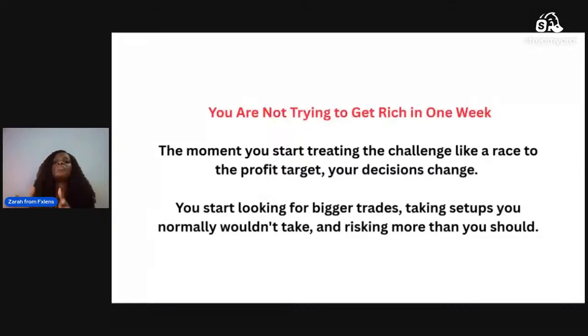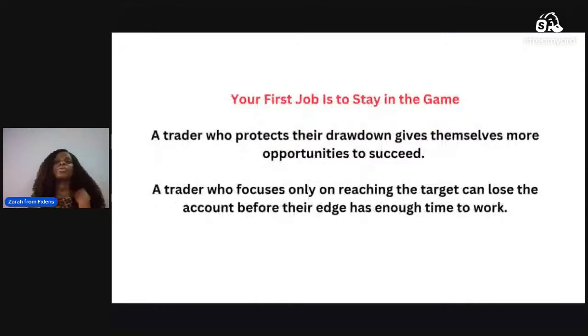You start looking for bigger trades, you start taking setups that you normally wouldn't take, you start taking more risk than you should, right? Because a lot of times you're like, okay, let me risk 5% of my account and make 8%, and then I'll pass my phase one. You start making all these kinds of decisions that you're not supposed to make. No, that is the first thing you need to remove from your mind.